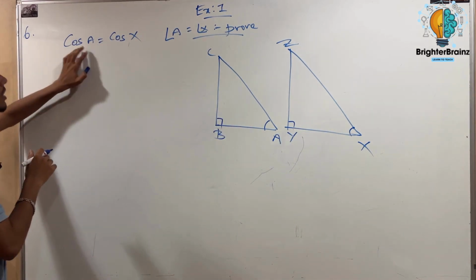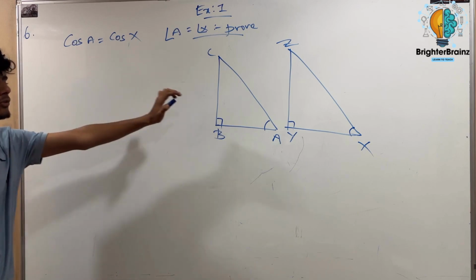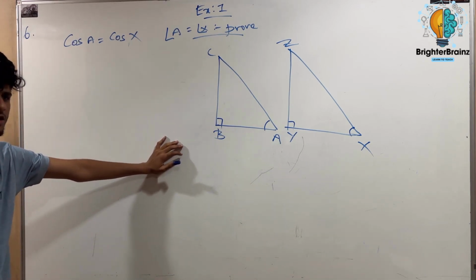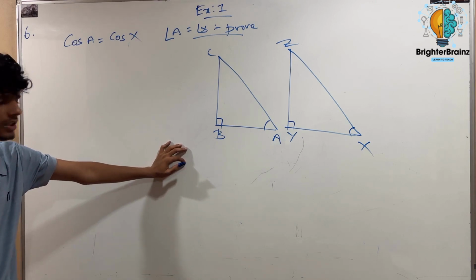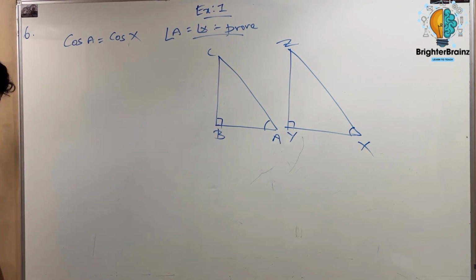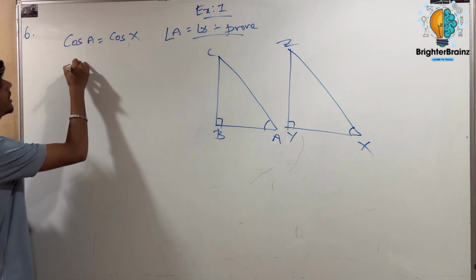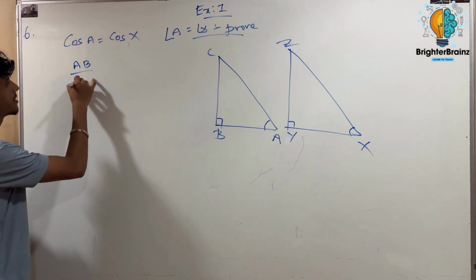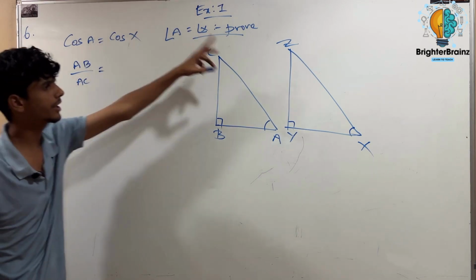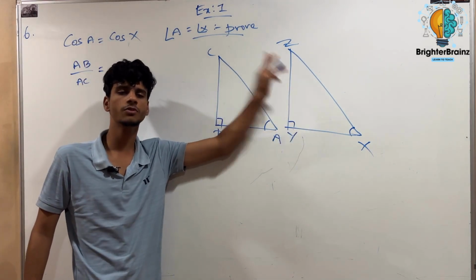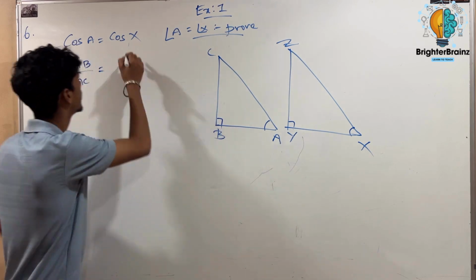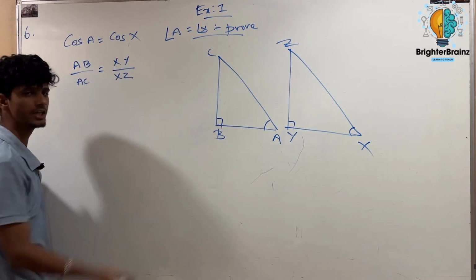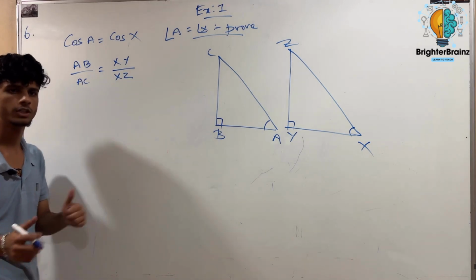First let us know the value of cos A. What is the value of cos A from the first figure? Adjacent by hypotenuse. Which is the adjacent side here? AB. And the hypotenuse is AC. In triangle XYZ, what is the value of cos X? XY by XZ. Now it is okay.